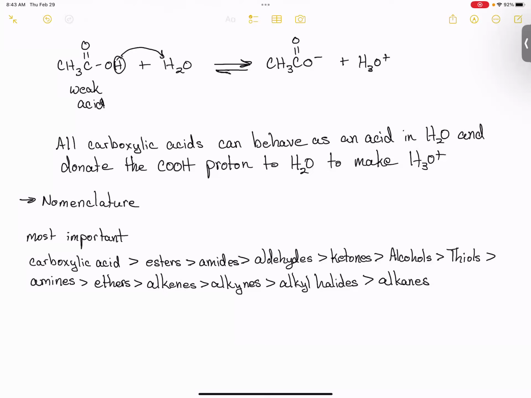Increasing importance decides who is going to be the parent chain. So carboxylic acids are always going to be the parent chain of what we talked about. If there's a carboxylic acid, it's going to be the parent. Everything else will be listed as a substituent.